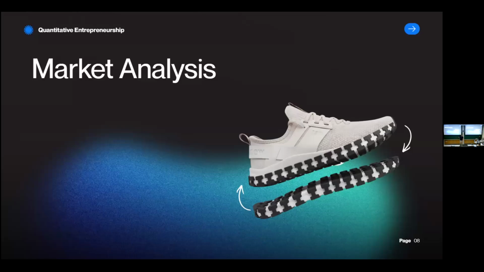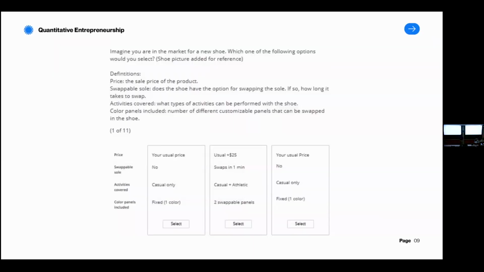Next, we take a look at the market to see what customers are willing to pay and see how these features might affect their preferences. To start off, we ran a survey that had a variety of different options. We modeled four main product attributes. The first one being price, which started off with the usual price that the consumer would pay for their shoe, up to a $75 premium. Then the swappable sole feature, starting with no swapping, up to 5 minutes for the swapping capabilities. The activities covered, going from casual only all the way up to casual, athletic, and outdoor options, and then the different color panels that would be included.